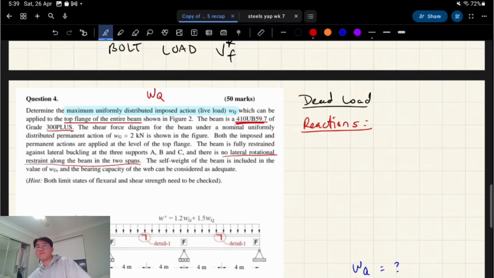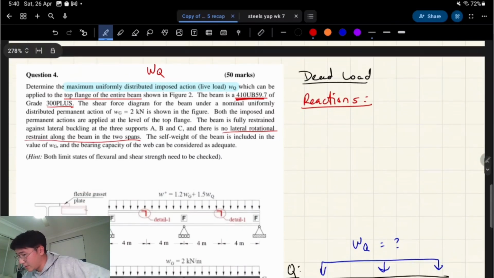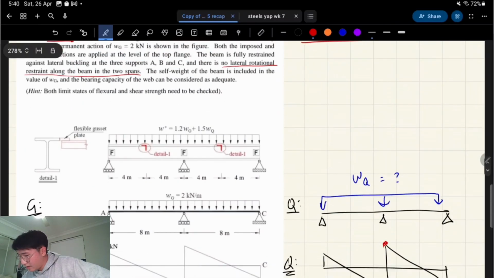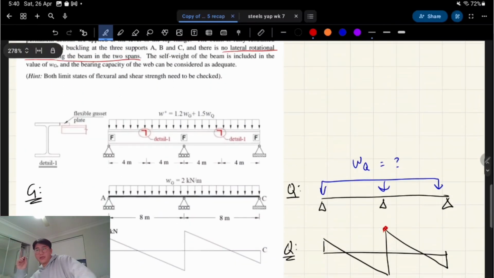So this is where I got it wrong. I misread that sentence. I thought that meant that, actually no, that was fine. So that's the dead load essentially. I read this shear force diagram as the shear force V star graph, but it's only the shear force for the dead load, okay?